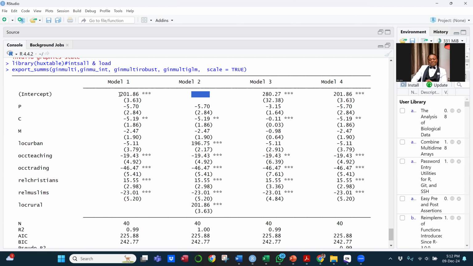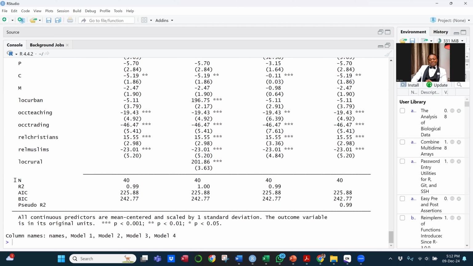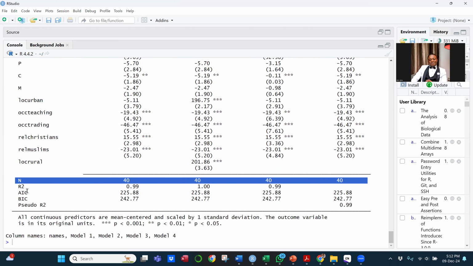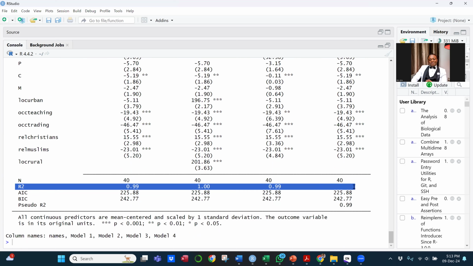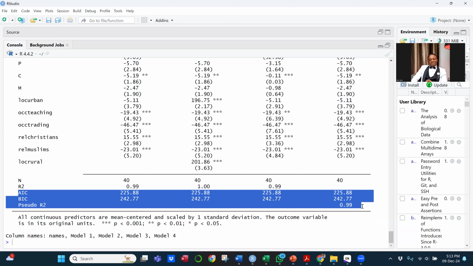Each one of them has got the coefficient, and below the coefficient, you have the standard error. Remember, the coefficient divided by the standard error always gives you the t statistic. The stars will tell you the level of significance that you are using. Each independent variable is on the left. At the very bottom, you have the sample size for all of them. You have the R square. Each one will give you the value of the R square. Some of them don't give you the R square value, like the GLM, because of its estimation using the maximum likelihood estimation. But it will also give you the Akaike information and other things.